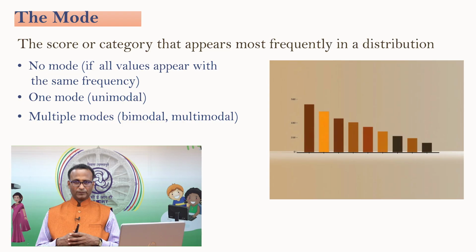And the last measure of central tendency is the mode. Mode is very simple. Mode is the score that comes most frequently in a group. Suppose you have 100 individuals and 100 scores, and you find that one particular score, suppose 45, is repeatedly coming, then we can say this 45 is the modal score.